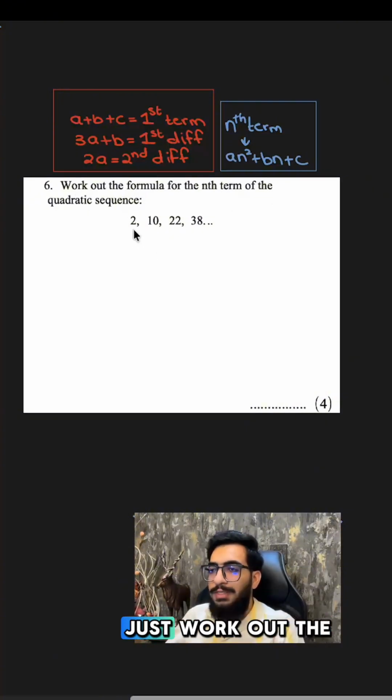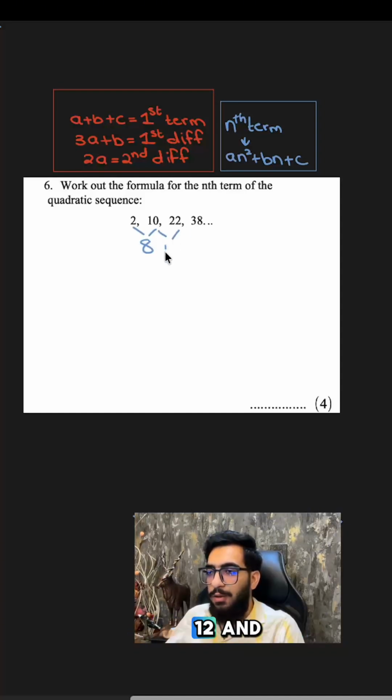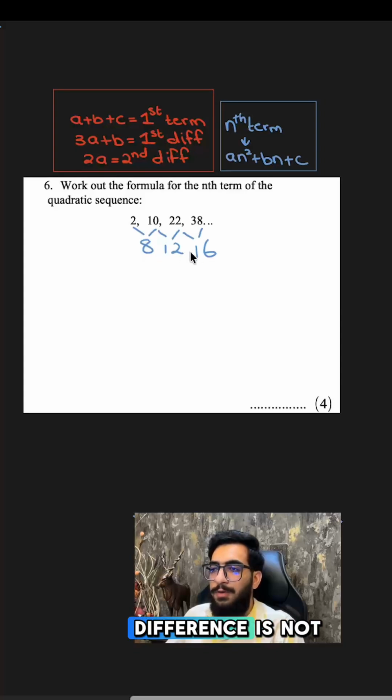First of all, we'll just work out the first difference. So 10 take away 2 is 8, 22 take away 10 is 12, and 38 take away 22 is 16. Now, since we can see the first difference is not the same, that means it's not a linear sequence.